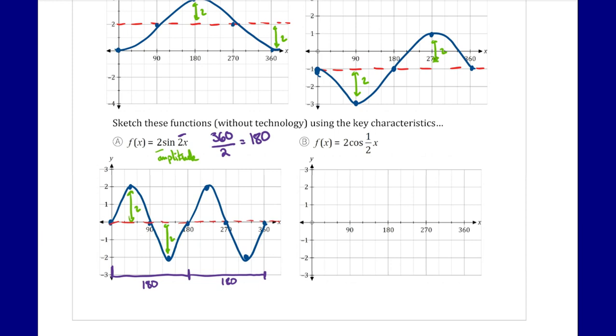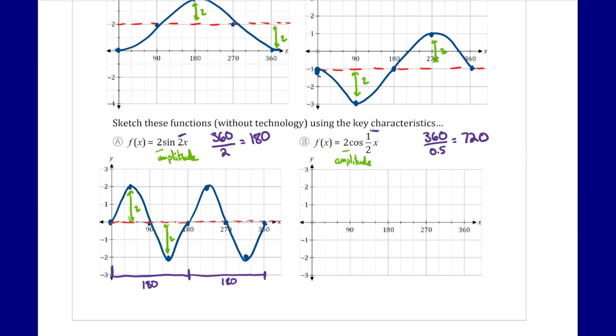But let's look at B. We still have our amplitude. And the 1/2, this is telling us how many cycles there are per 360 degrees. So if I do 360 divided by 1/2, or 0.5, I get 720. That tells us that the length of one cycle, or the period, is 720 degrees. I only see 360 degrees, so I should only see half of my cosine wave.